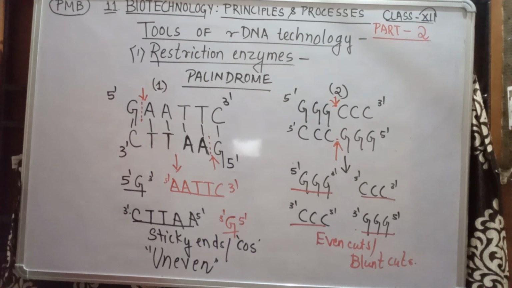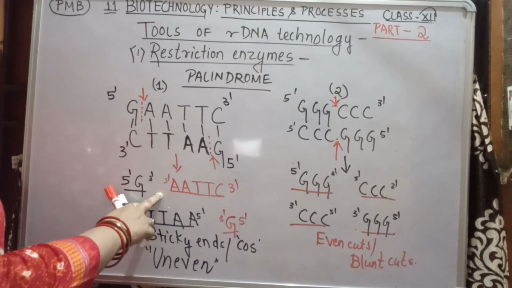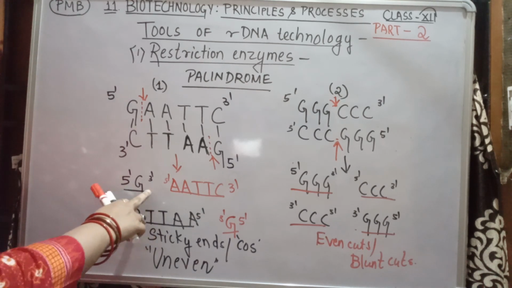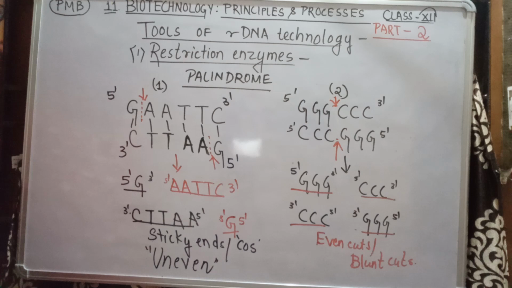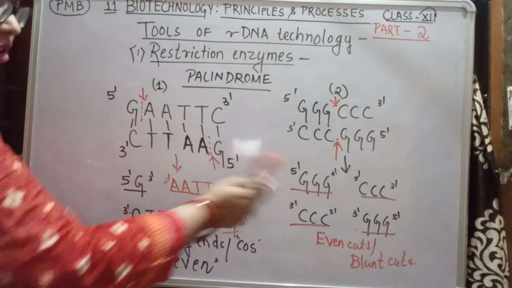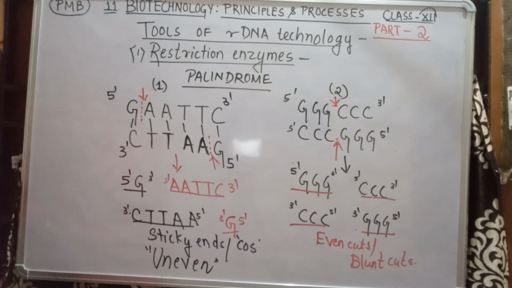These two things, sticky ends and blunt ends, are very important when we talk about the tools of rDNA technology, because they act as a very interesting mode where the bacterial DNA will be joining with either this sequence or that sequence. It depends on that. So we'll take it up in the next class.